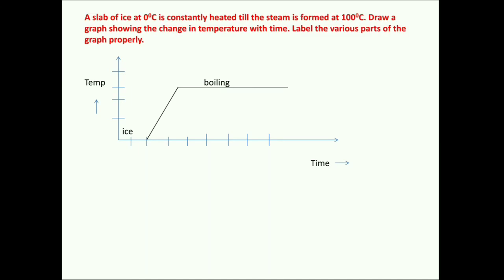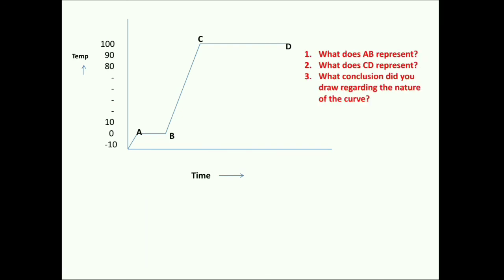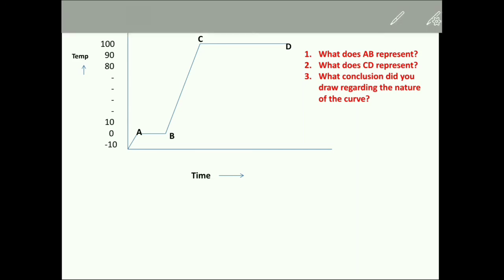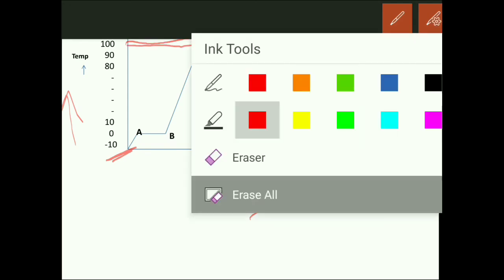If you have not understood this particular problem, I have given one more problem here. The question will be, what does AB represent? Before doing that, I'll explain what this curve is all about. As you can see, time is plotted along the x-axis and temperature along the y-axis. Here the temperature is minus 10, here the temperature is 100. So the first temperature is minus 10.